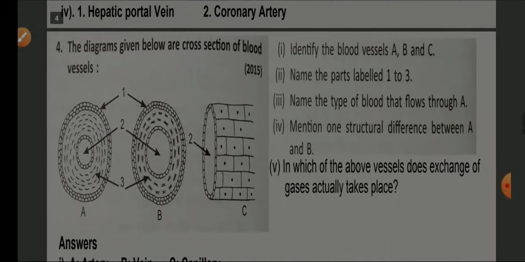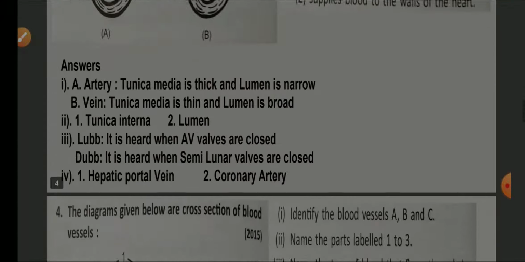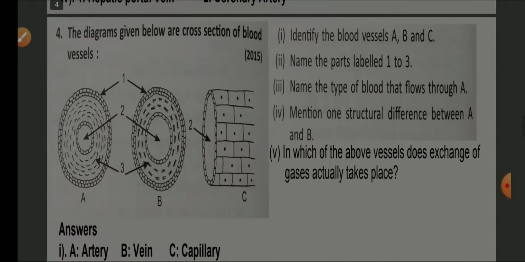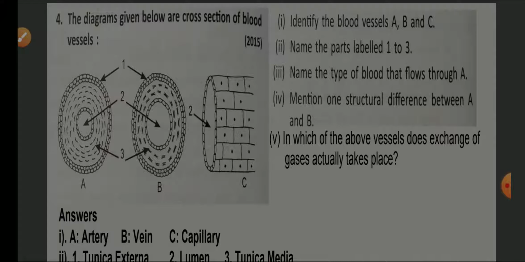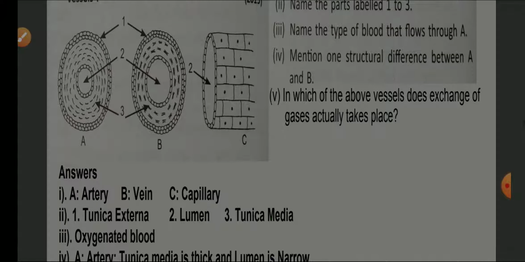Okay, let us move on to question number 4. It is the same as that of question number 3. So question number 4, identify the blood vessels A, B, C, label the parts 1, 2, 3, name the type of blood that is flowing through A, mention the structural difference between A and B, and in which of the above vessels the exchange of gases actually takes place.